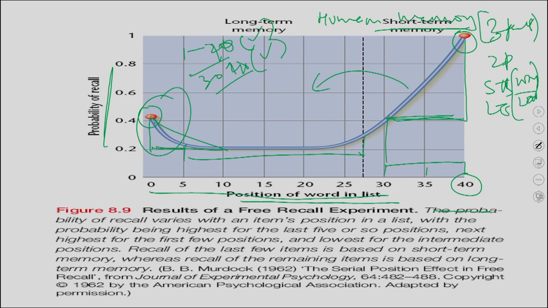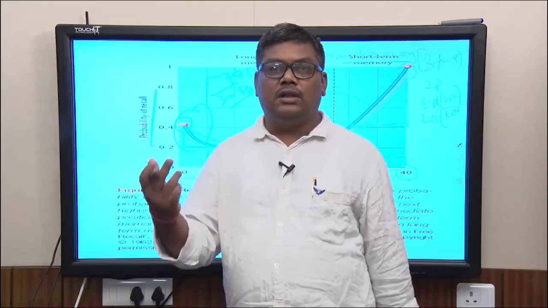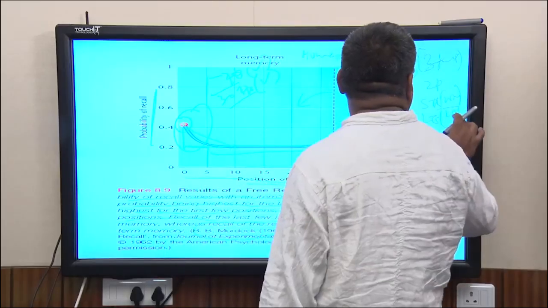As you can see, the probability of recall varies with the item's position in the list, with the probability being highest for the last five or so positions, next highest for the first few positions, and lowest for the intermediate positions. This experiment was done by B.B. Murdock. If you want more details about the serial position curve or the experiment by Murdock, refer to my course on cognitive psychology. We have discussed this concept in detail.